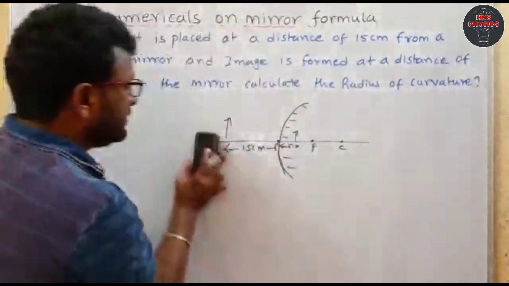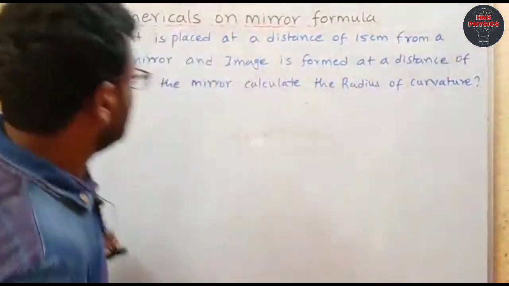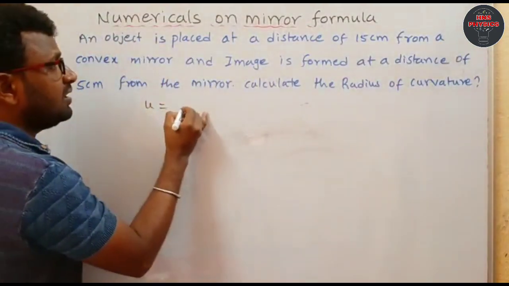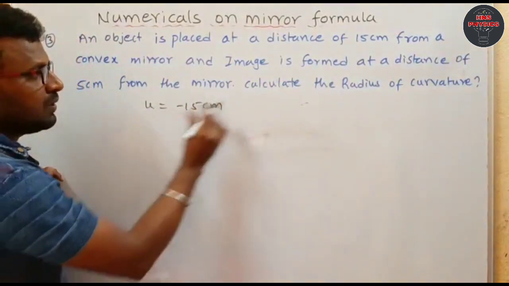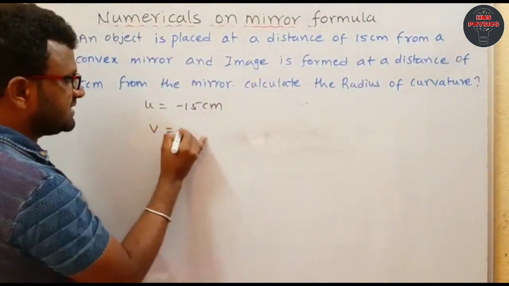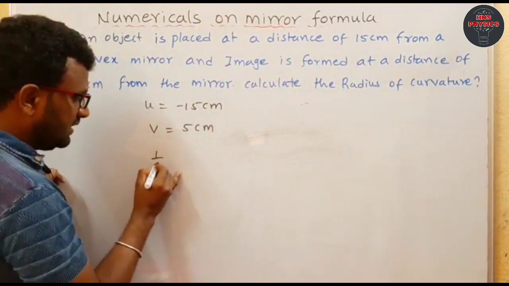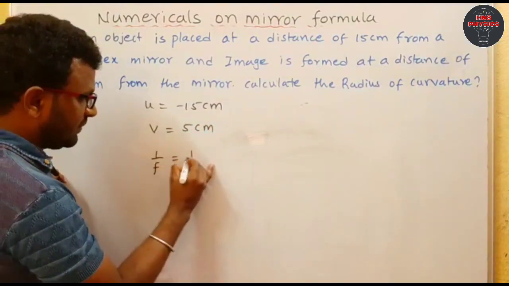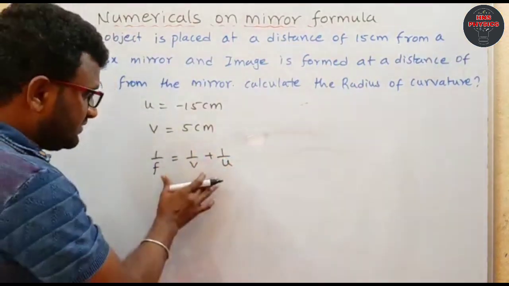So simple, we have to use the mirror formula here, right? The object distance is given as 15 centimeter, that means negative. Next, image distance. We know the image distance is positive for a convex mirror, that is 5 centimeter. Now we can find the focal length. 1 by f equal to 1 by v plus 1 by u. This is the mirror formula.